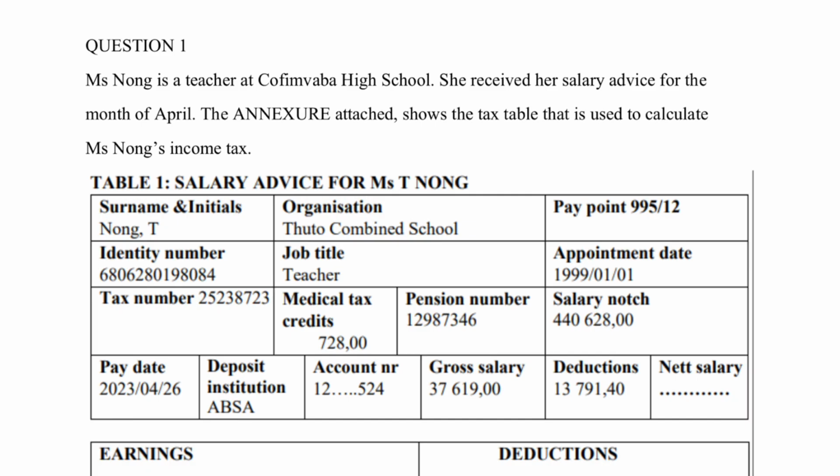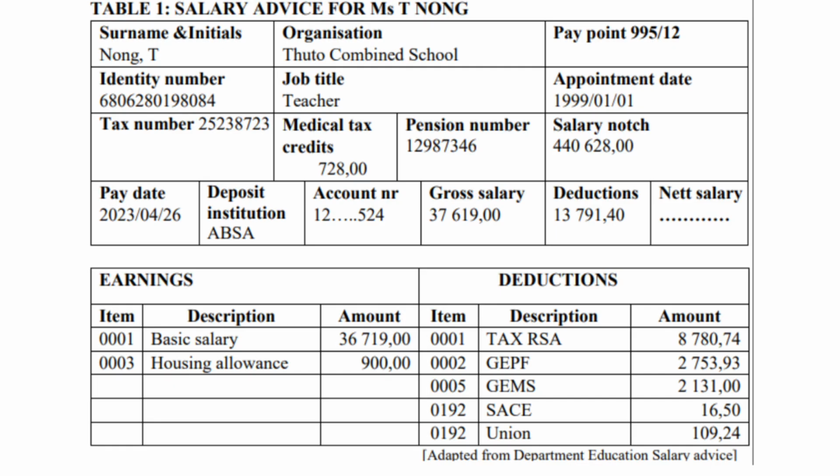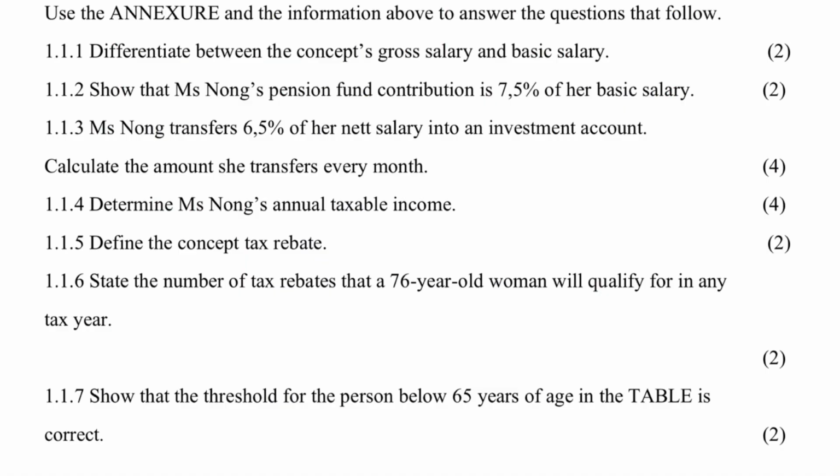We have the surname and initials, the organization, the ID number, the pay point, the job title, the appointment date, tax number, medical tax credits, pension number, salary notch, pay date, deposit institution, account number, gross salary, deductions, the net salary is not given. Then we have the earnings, which is the basic salary and the housing allowance. And we have the deductions, which is the tax, the pension fund, GEMS, SACE, and your union. So the GEPF is the pension fund. It's very important that we read all the information given to us in the table before we attempt the question.